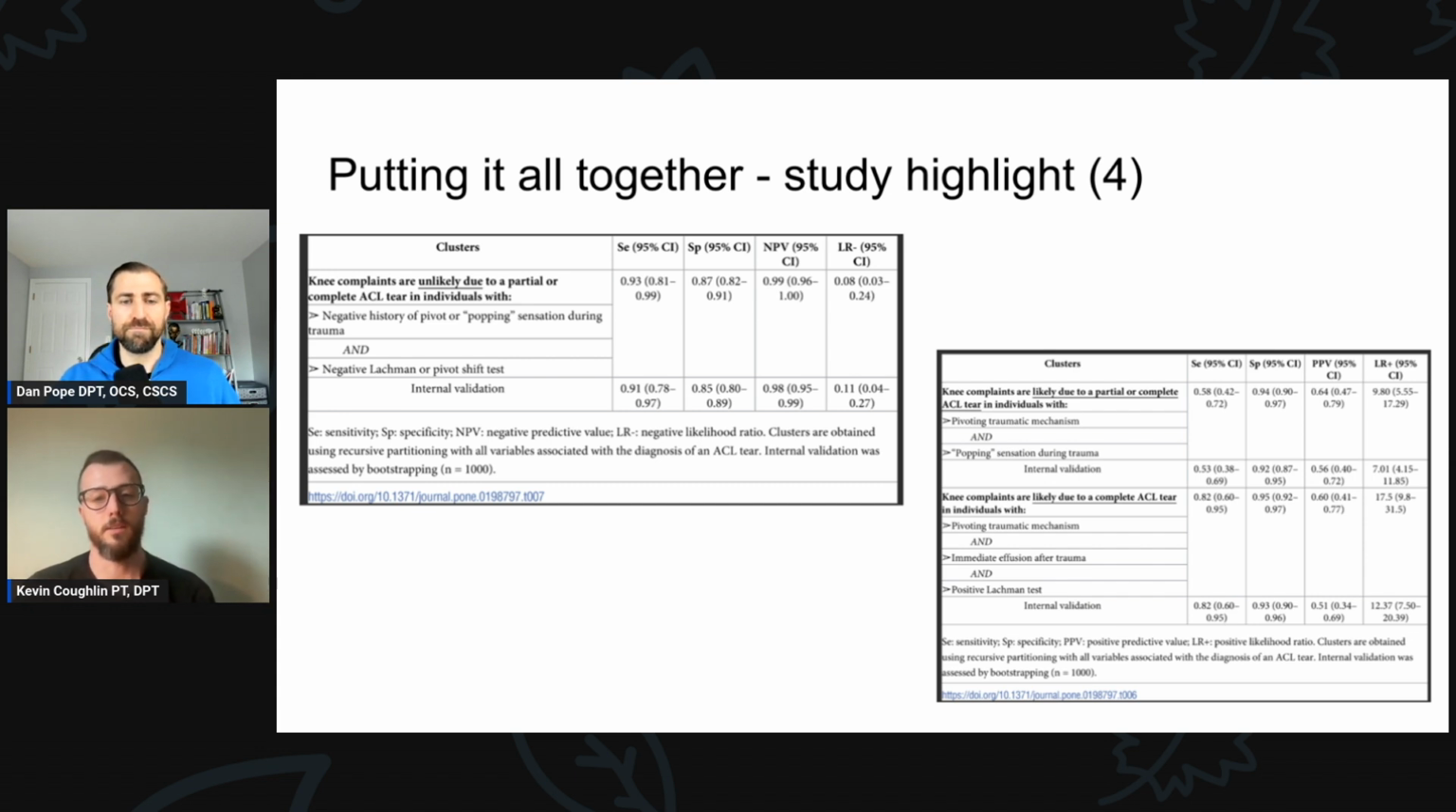So I think we get some pretty good tests at ruling in. And if it combines with a positive history, we feel pretty confident. And then we don't have the best test at ruling out, but I think if we put the whole picture together, what this study kind of showed is a combination of subjective findings and negative testing.